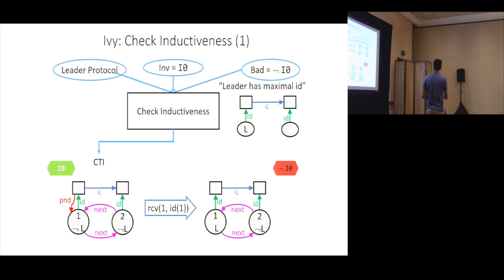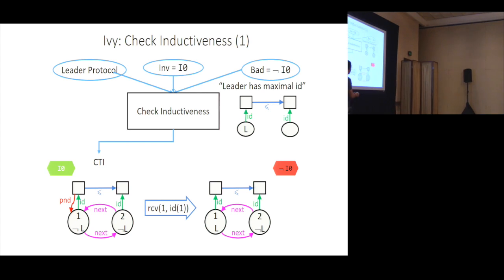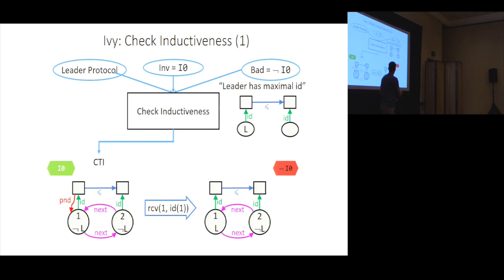For our leader protocol, the invariant that excludes this pattern, and we get this counterexample to induction. So you see here a state in which no one is the leader pattern, but there is a pending, this ID is pending at this node. Transition, when this node receives this ID, it becomes a leader, even though it doesn't have the. This state does contain this bad pattern. So this bad pattern.